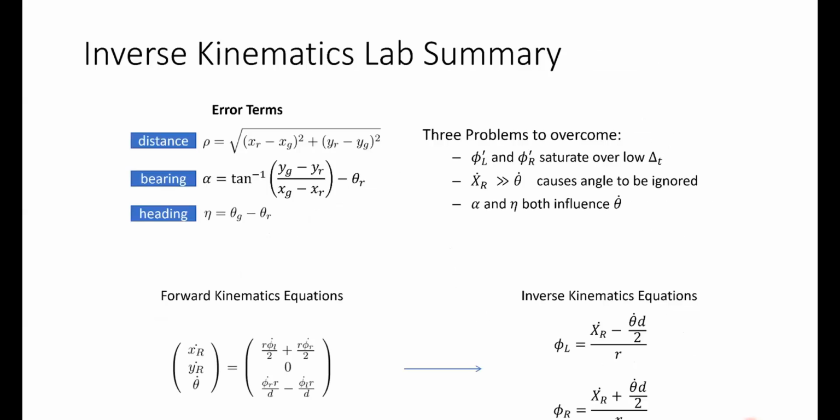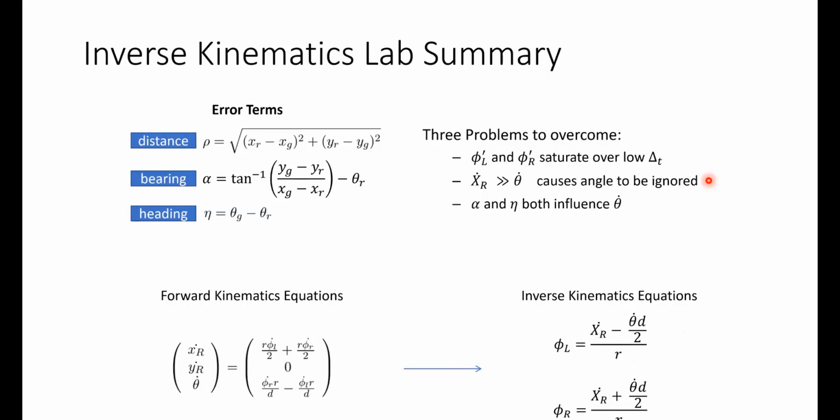So we have 3 problems that you're going to have to overcome with your feedback controller values. So the way that you handle your distance error and your bearing and heading error. So one of them is this first point where they saturate over low values of delta t. So in our case, each iteration of our while loop is 1 delta t. Your wheels can't move that fast, so we have to do this proportionally.